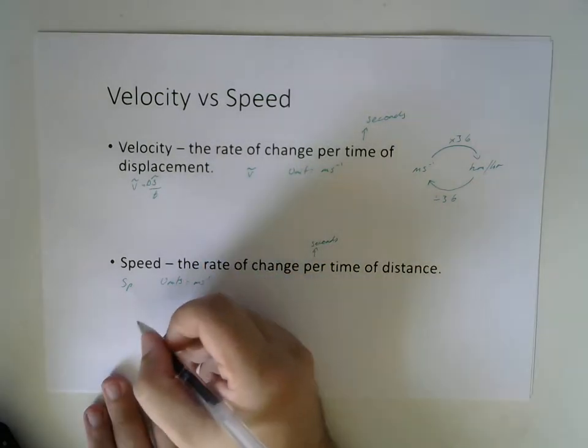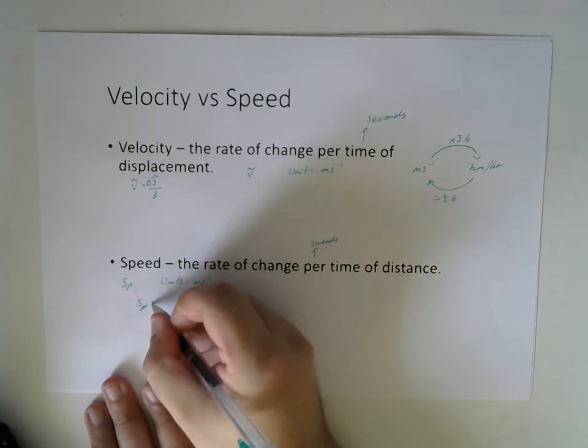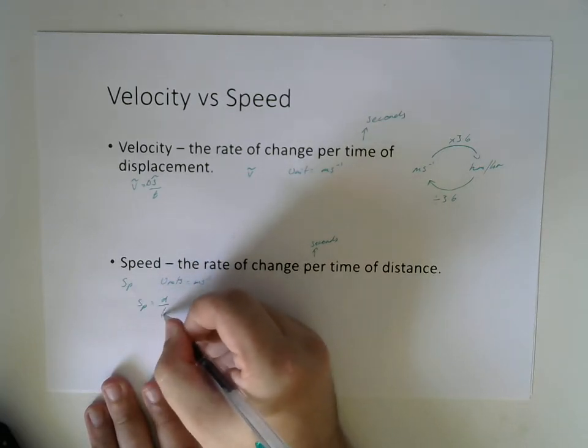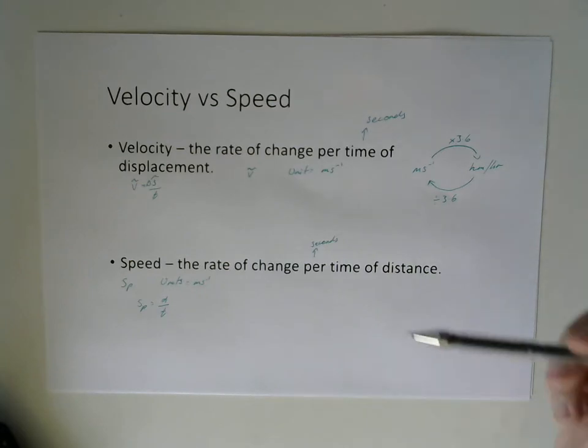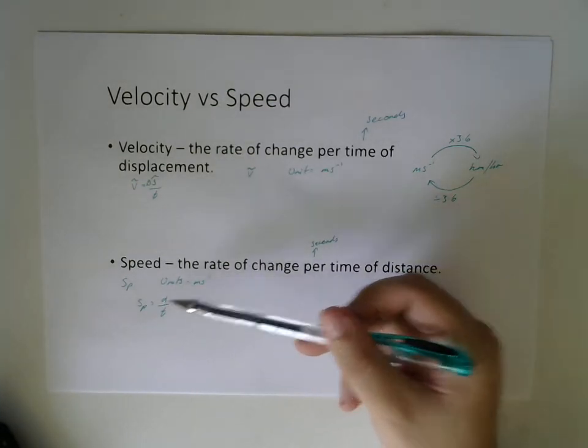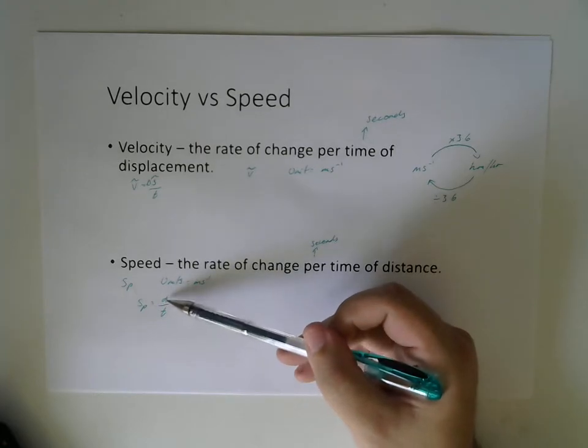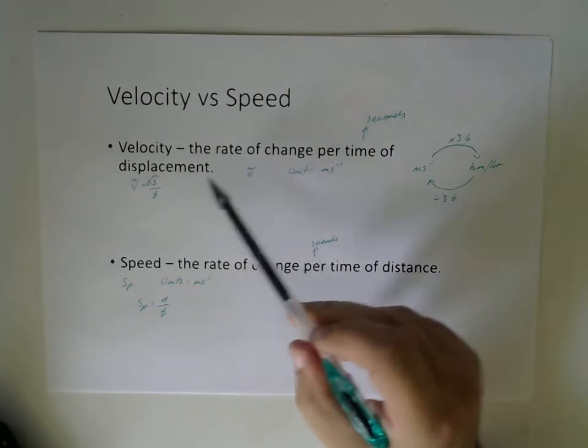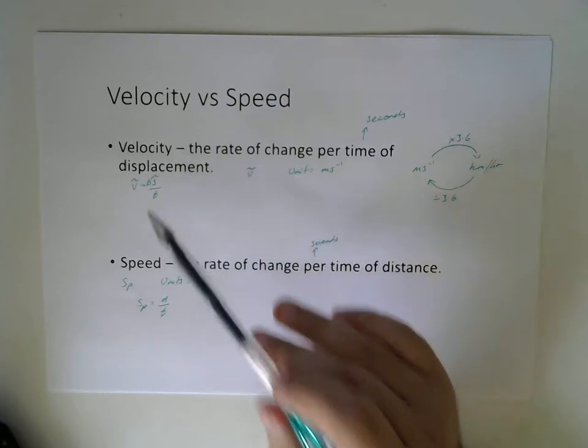The formula for speed: speed equals distance divided by time. So the rate of change of distance per time, we've got our d, divided by t. Rate of change of displacement, we've got our displacement s, which is divided by t.